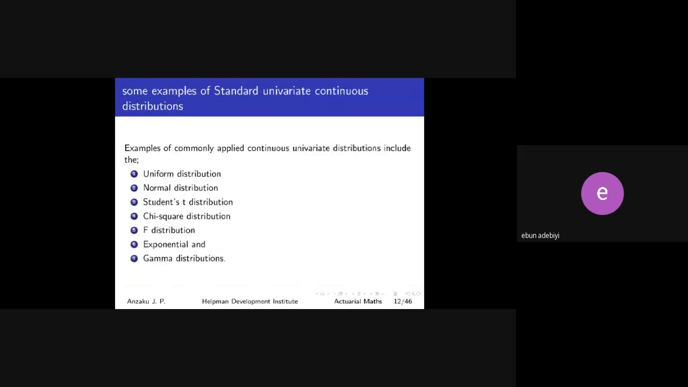The probability density function, PDF, of the continuous uniform distribution is given by f(x) equals 1 over b minus a, if the value that the random variable takes lies between a and b. But if it is outside a and b, then it is zero otherwise. So if the random variable that we are looking for lies outside this interval of a and b, then the probability density function is zero.